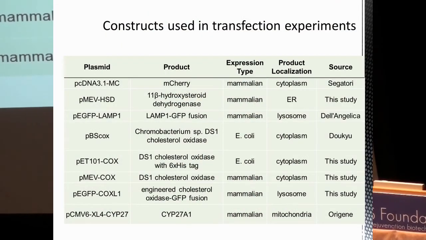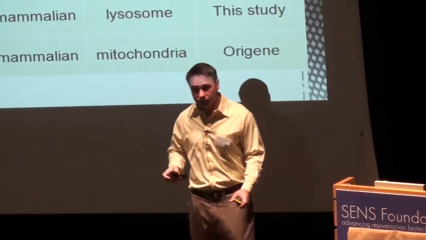We overexpressed sterol-27 hydroxylase. We overexpressed the same cholesterol oxidase in the cytoplasm instead of the lysosome. We overexpressed 11-beta hydroxysterol dehydrogenase. We also used that LAMP1 by itself. We thought to use that originally as a control. And we overexpressed mCherry as well, which is just a fluorescent protein, as a control.